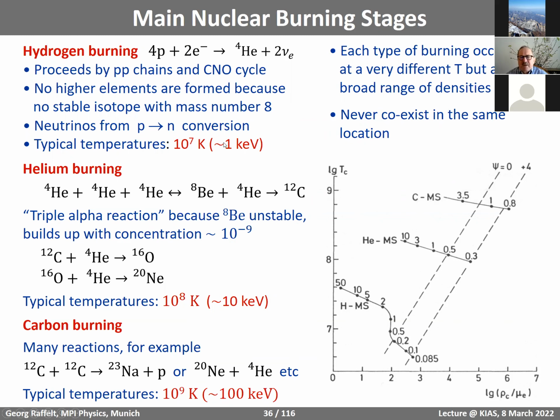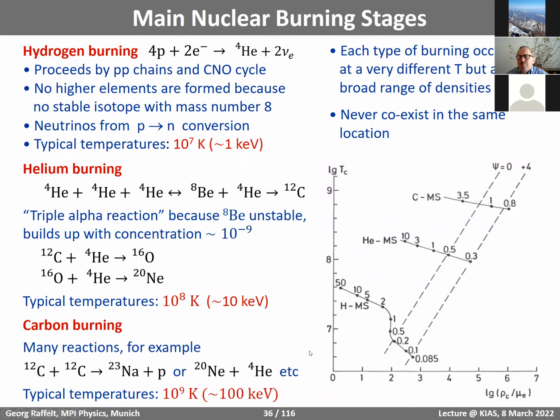Helium burning, on the other hand, where helium is fused to form carbon, goes through what's called the triple alpha reaction. The problem here is that there's no stable nucleus with mass number 8. So combining two heliums to something stable is not possible. One has to combine 3 of them to form carbon, or 4 of them to form oxygen. And because you need to combine 3 of them, it's especially temperature dependent. It happens at around 10 keV temperatures typically. And carbon burning then happens at about 100 keV.